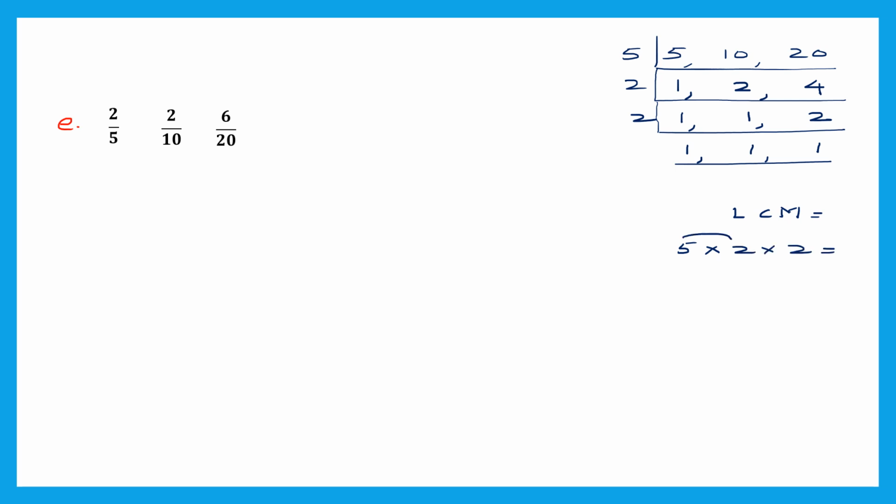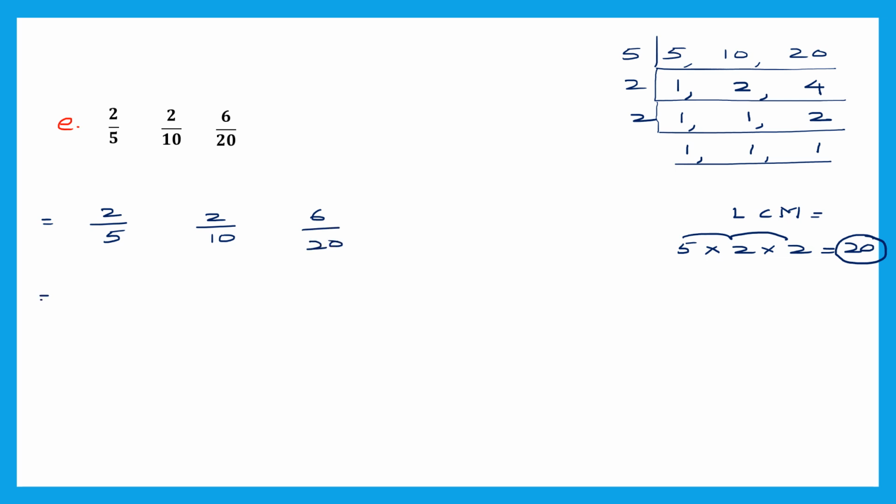So 5 twos are 10, 10 twos are 20. 20 is the LCM which we're going to use as the common denominator. So first let's write down the question. 2 by 5, 2 by 10 and 6 by 20. Now they're all unlike fractions.